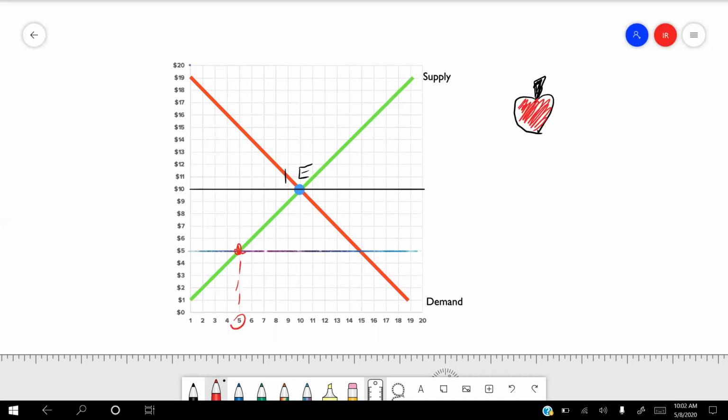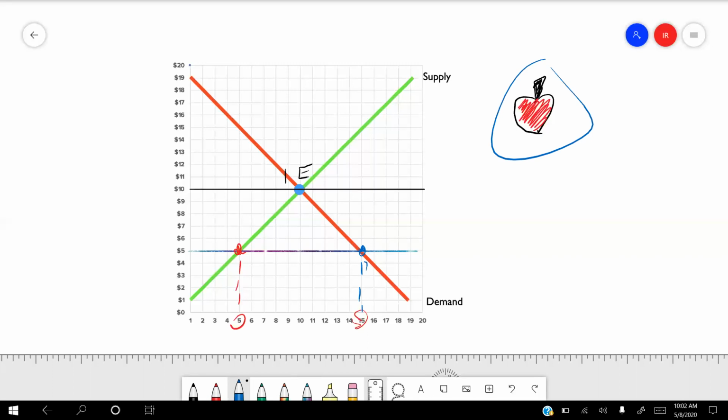The price is too low for the producers to sell their goods. On the other hand, customers are attracted to this price, and they think, wow, this is such a good deal, because normally they pay $10, but now they pay only half the price to get a good quality apple.